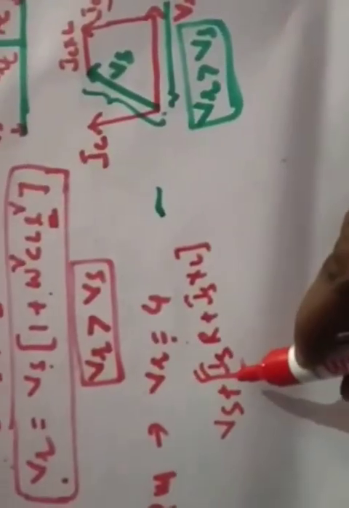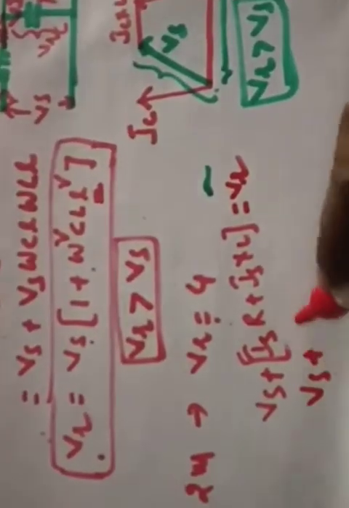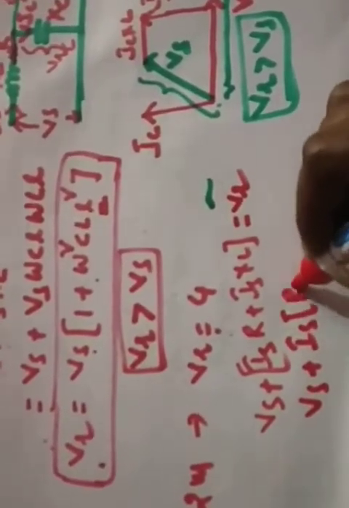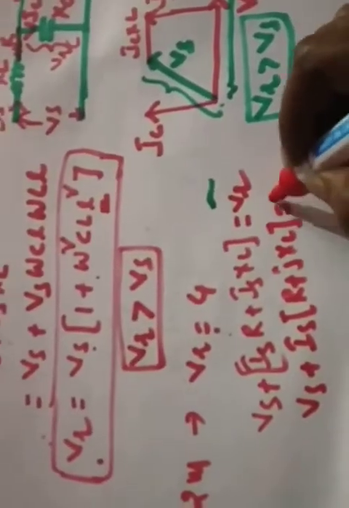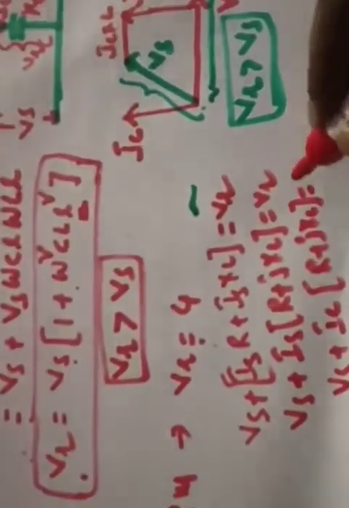How can you calculate VR? VS plus IS R plus IS XL. Any doubt? The statement is VS plus IS R plus IS XL is equal to VR, right? I hope it's clear. So VS plus IS into R plus JXL is equal to VR. So IS is nothing but IC, so IC into R plus JXL is equal to VR.